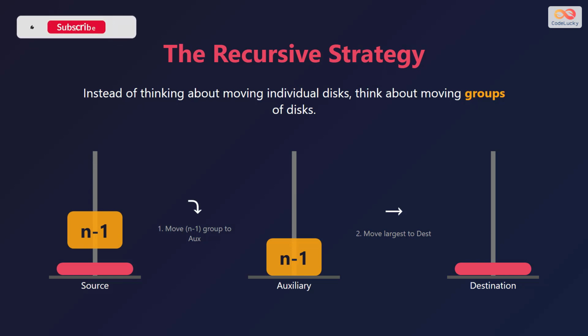The key to solving this is not to focus on moving individual disks, but to think in groups. To move the bottommost disk to the destination, we first need to get all the disks sitting on top of it out of the way. So, our strategy is: move the top n-1 disks to the auxiliary rod, then move the largest disk to the destination, and finally move the n-1 disks from the auxiliary rod to the destination.